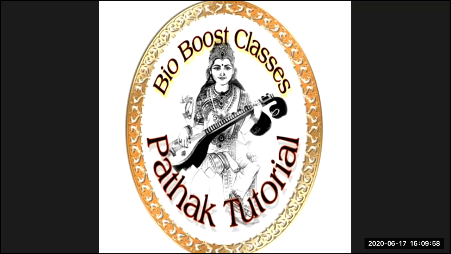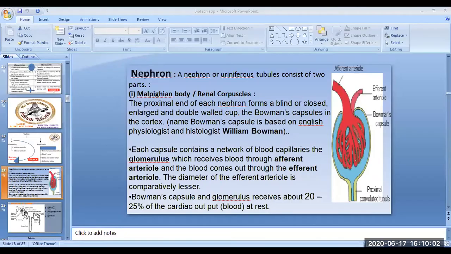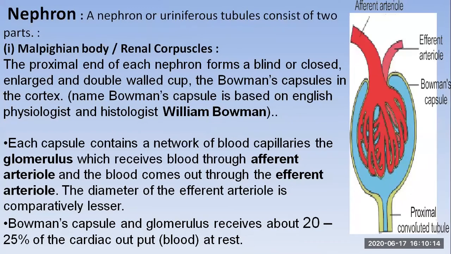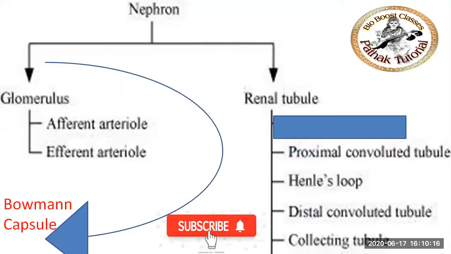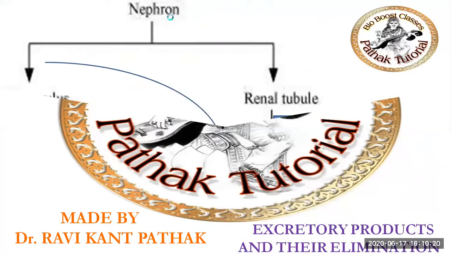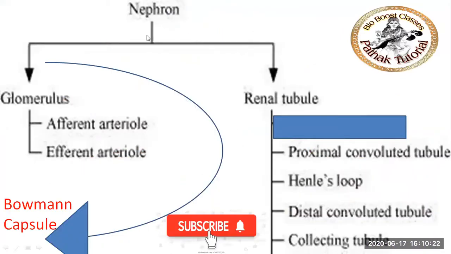In the last video lecture, we discussed the different excretory organs as well as the structure and location of the kidney. Today I will start a new topic of this chapter, and the name of the topic is the nephron, its structure, and different types of nephron. Here you can see they are showing the nephron. This is the chapter name.